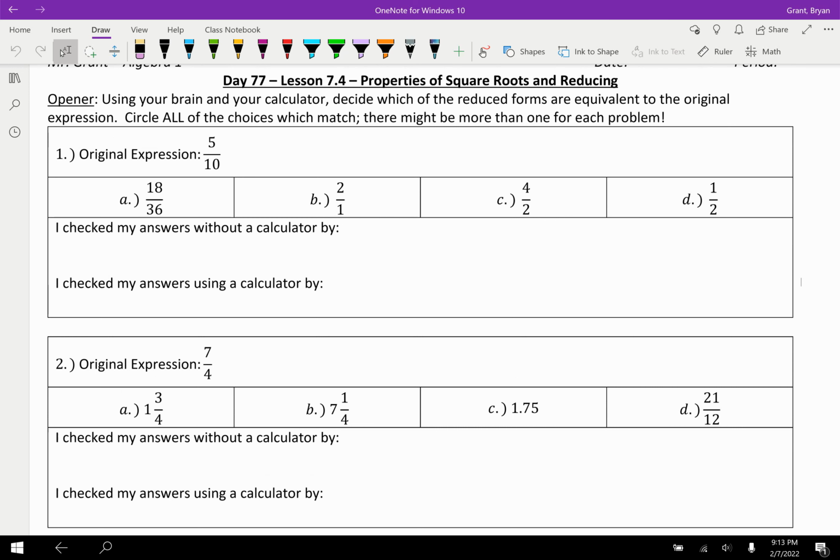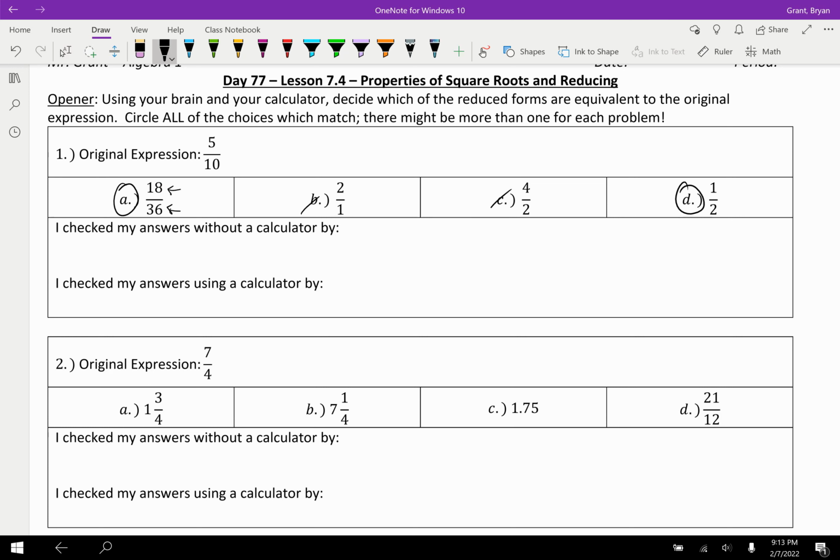Alright, well, you're back. Hopefully you did okay with these. If you saw 5 over 10, I bet pretty instinctively you already picked D, and you'd be correct there. But you'd also be correct by picking A, right? 18 is half of 36, 5 is half of 10, 1 is half of 2. The others are not correct, right? 5 tenths, 18 over 36, and 1 half are all one half. The others are less than 1. The numerator is smaller than the denominator, and that takes out B and C.